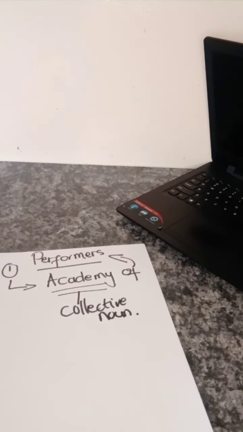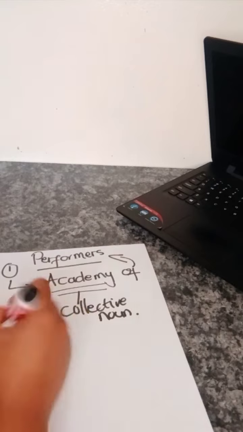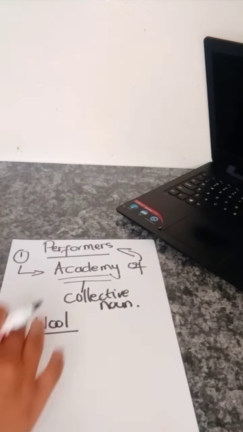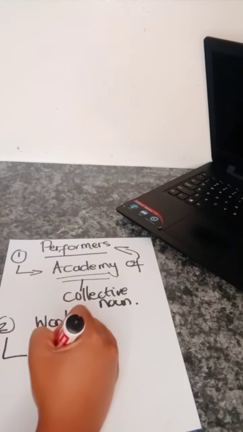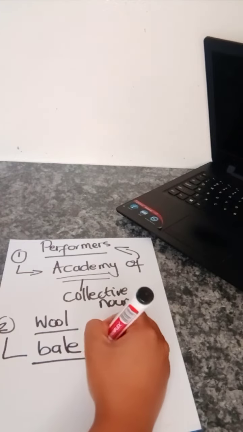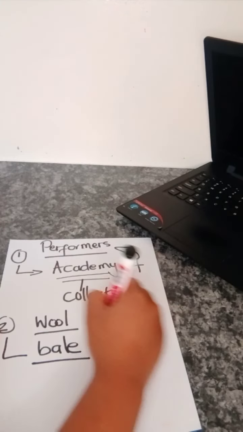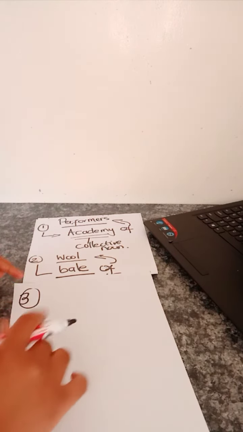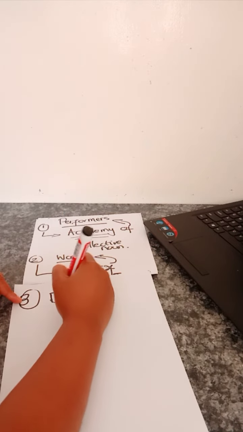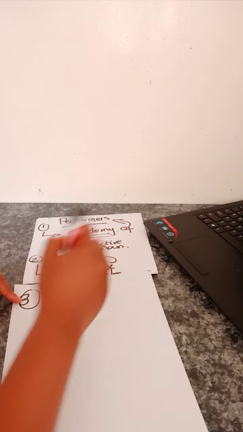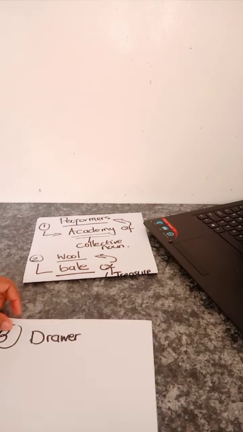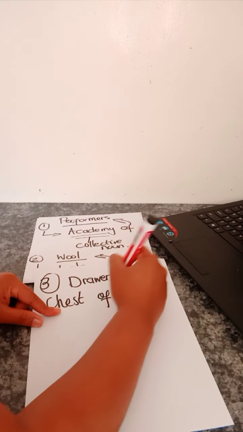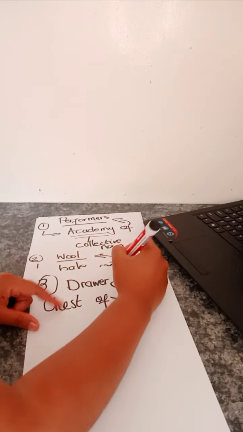Second word that I would give is wool. It is a what? A bale of wool. Our third and final word will be drawer. It is now a what? It is now a chest of drawers or treasure.